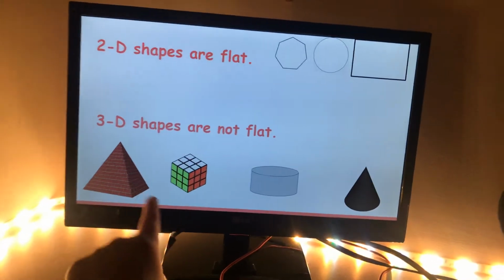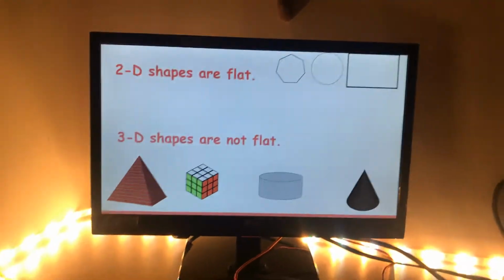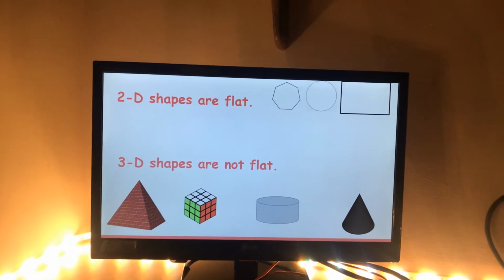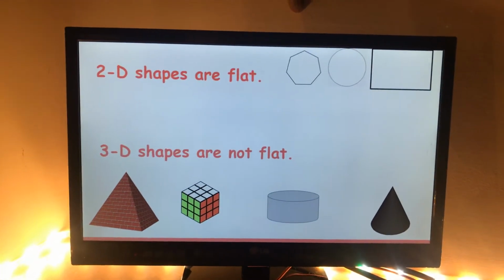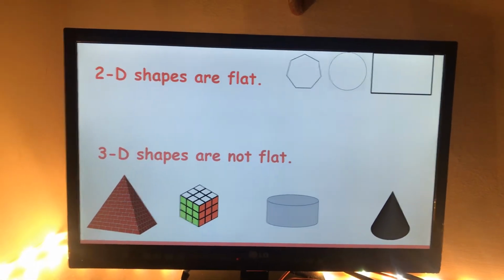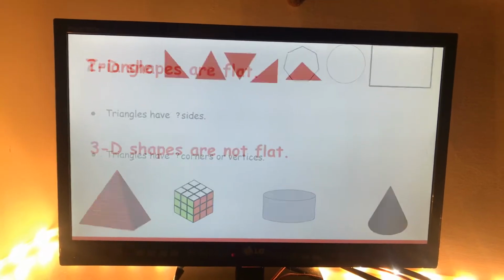Okay, so these shapes, they are not flat. They're not on the paper. It's like when you see a 3D movie, the 3D pictures come out at you. They're not flat. Okay, so today we'll learn about 2D, and maybe tomorrow we'll learn about 3D.